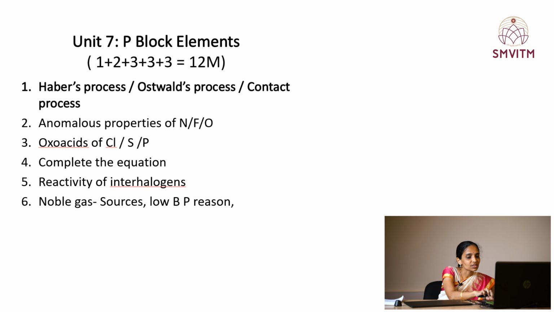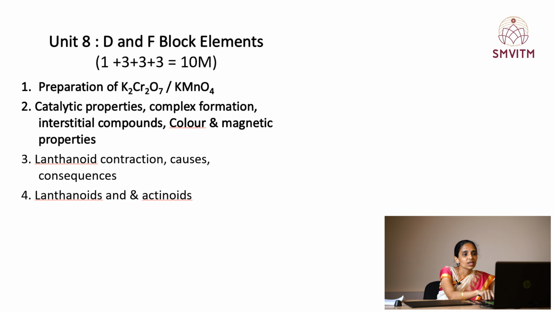The next inorganic chemistry unit is D and F block elements. There is 1 question of 1 mark and 3 questions of 3 marks. So the weightage given is quite high. Here there is a 100% sure question, which is preparation of potassium dichromate or preparation of potassium permanganate.